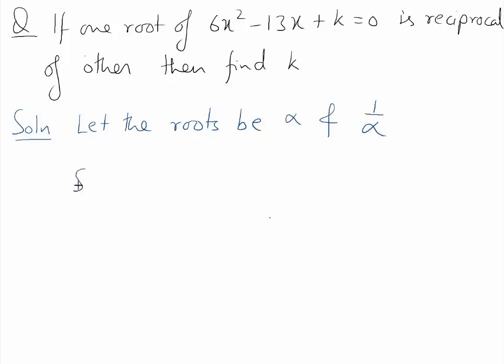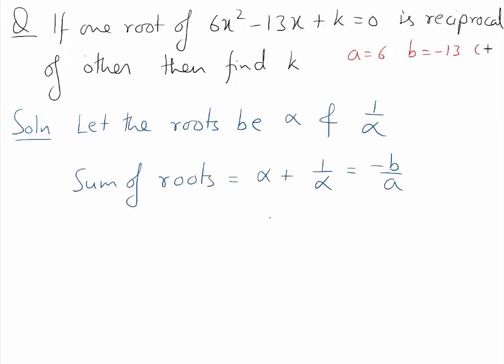Now next we know sum of roots equals alpha plus 1 by alpha equals minus b by a. So if you realize a equals 6, b equals minus 13, c equals k. So this will be equal to minus of minus 13 by 6. So this is one equation we will get.